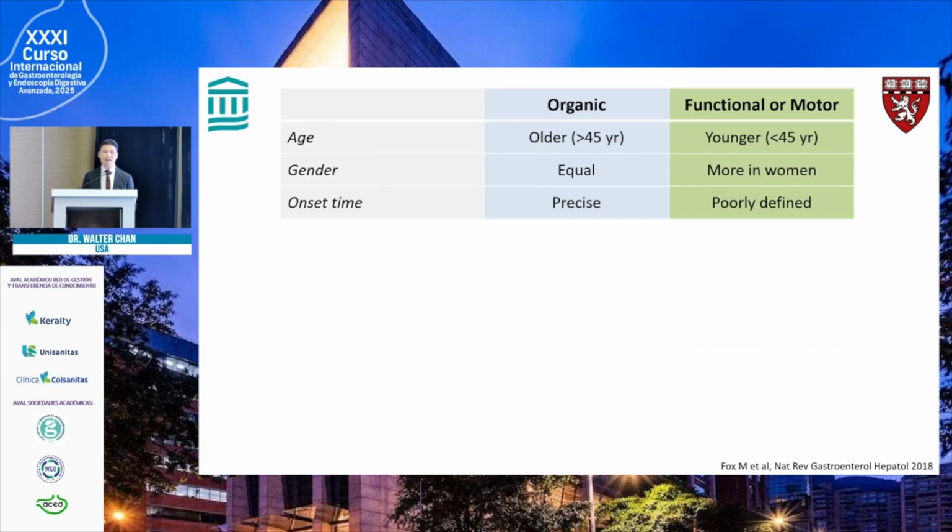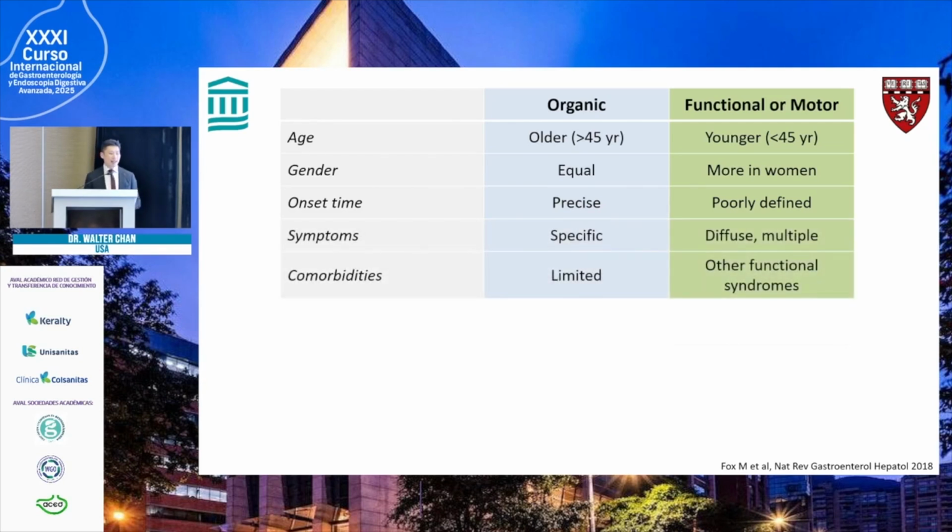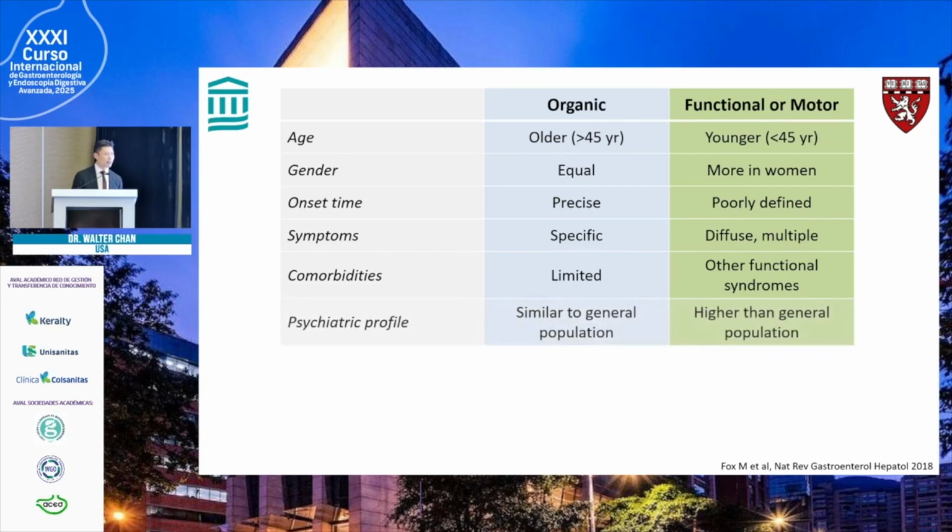Patients with organic diseases oftentimes have a very acute or precise onset of symptoms, versus patients with functional symptoms, it's a lot more poorly defined. Oftentimes they can't really tell you exactly when it started. They may have the symptoms for years and kind of lingering. The symptoms are more specific for patients with organic diseases, versus usually more diffuse, and they often complain about multiple things in patients with functional conditions. Oftentimes they also have other functional syndromes, so it's common for patients to come in with functional heartburn symptoms who may also have IBS and some other functional disorders.